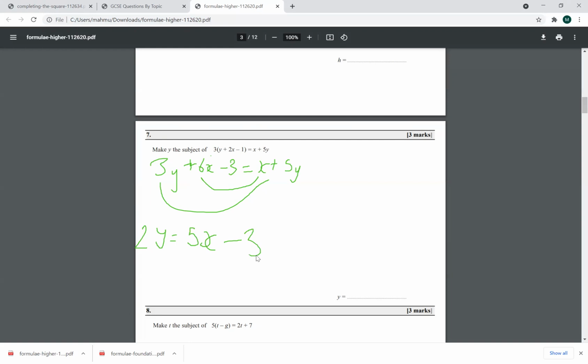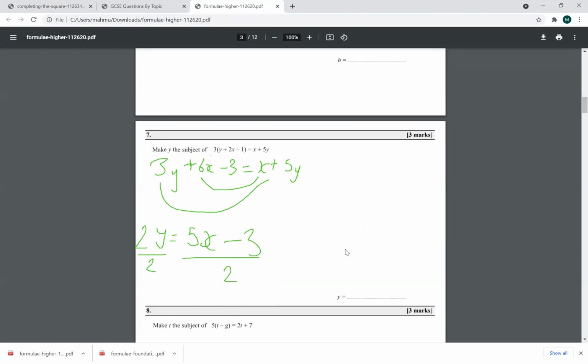So if I'm halving this, would I have to halve all of this? Yes. So y equals 2.5x. Can I do that? Okay, it can't be decimal. Keep this as it is. That's 5x minus 3 over 2. You don't have to halve it, but you could. This is the actual answer. So y equals 5x minus 3 over 2. That's it.